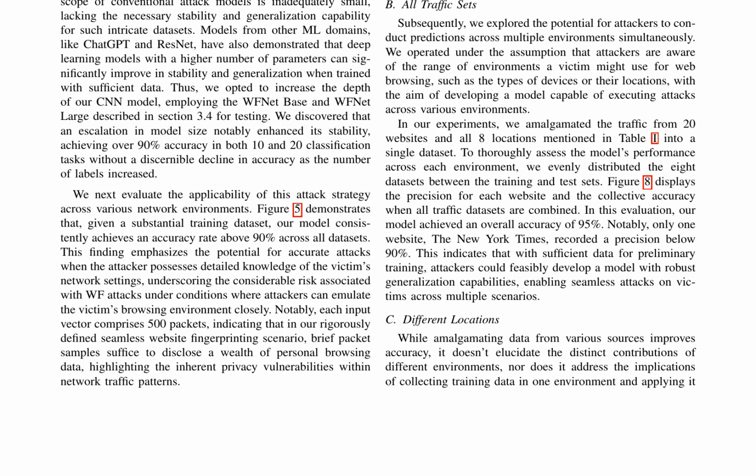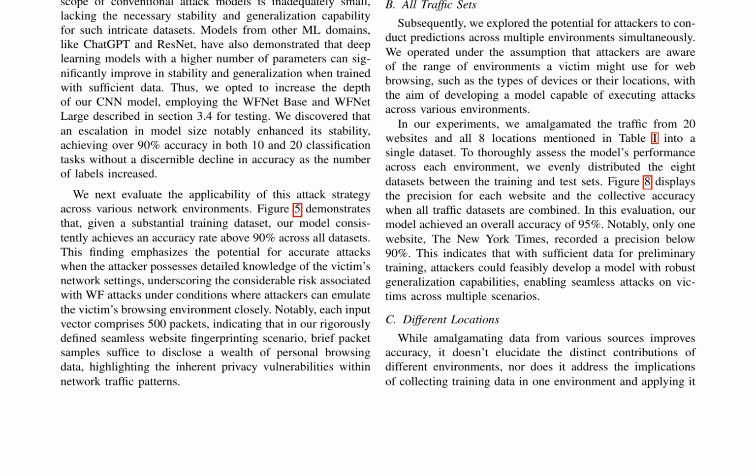With a substantial training dataset, the model consistently achieves an accuracy rate above 90% across all datasets, highlighting the potential for accurate attacks when attackers possess detailed knowledge of the victim's network settings. The precision for each website using all traffic sets for both training and testing is presented, with the model achieving an overall accuracy of 95%, and only one website, The New York Times, recording a precision below 90%. This suggests that, with sufficient preliminary training data, attackers could develop a model with robust generalization capabilities, enabling seamless attacks on victims across multiple scenarios.